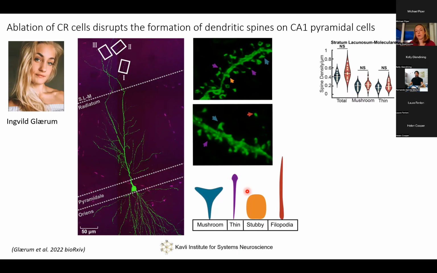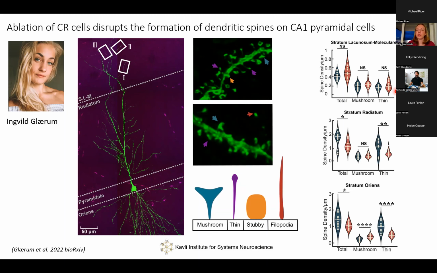So we started to look at the spines in stratum lacunosum-moleculare, because this is where the Cajal-Retzius cells are. So we would have bet that this is where we're going to see something. And of course, we didn't see anything in this layer, which was slightly disappointing. But then we started to look at the other layers of the hippocampus, and here very interesting things started to appear. If we look in the radiatum and the oriens, we can see that the total number of spines decreases. And this decrease in the number of spines is driven by the thin spines, which are decreasing quite a lot in number.